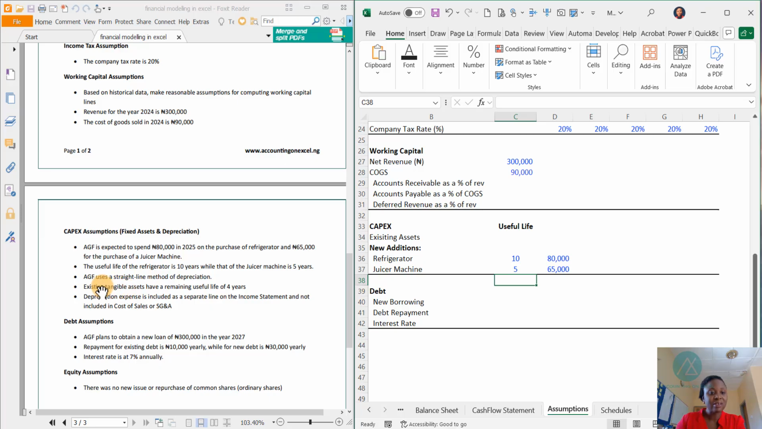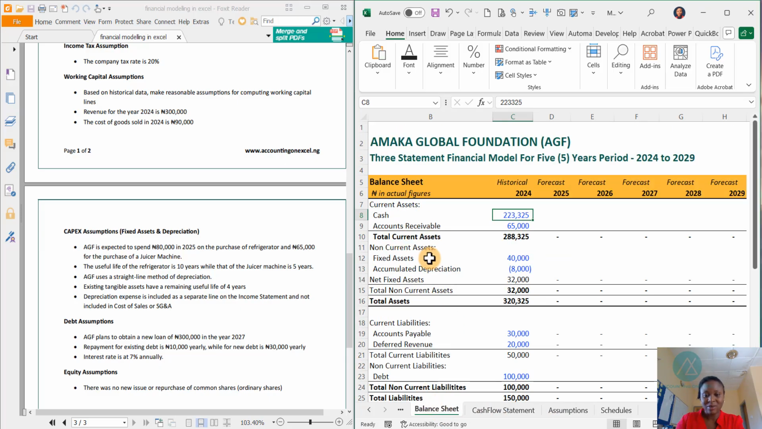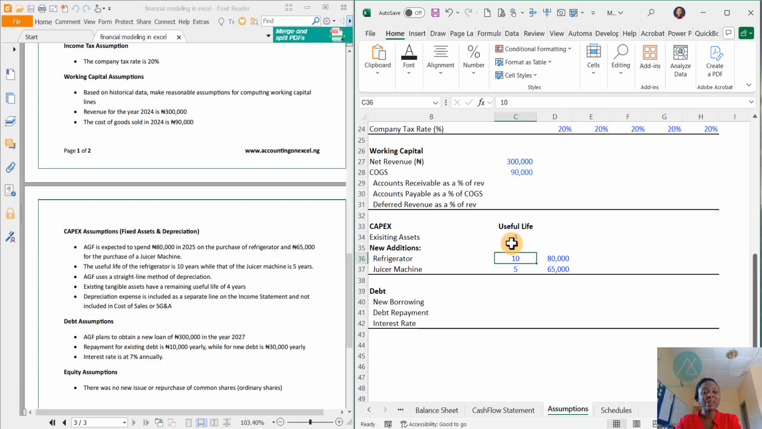We'll just note that. Existing tangible assets have a useful life of 4 years. So we need that. We already have an asset. When you go to your balance sheet, you notice that there is a fixed asset here. So there's already an existing asset as at 2024 with a net book value of 32,000. That asset has a remaining useful life of 4 years, so we need to note that.